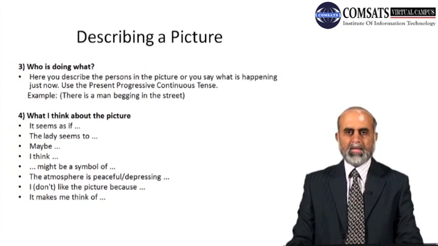The atmosphere is peaceful or depressing. So you can use any adjective here to tell the overall atmosphere. You can say the atmosphere is depressing, the atmosphere is tense, the atmosphere is relaxed. And then you can also express your own opinion by saying, I like the picture because, I don't like the picture because, and it makes me think of something else. Okay? It makes me think of the football match that I last saw, that I watched on television. So these are four steps that you should keep in mind when you are asked to describe a picture.